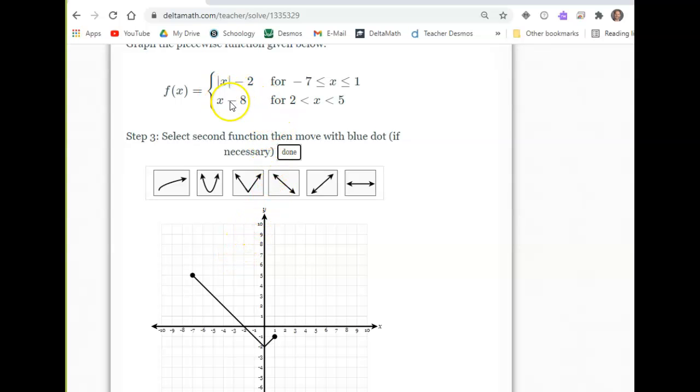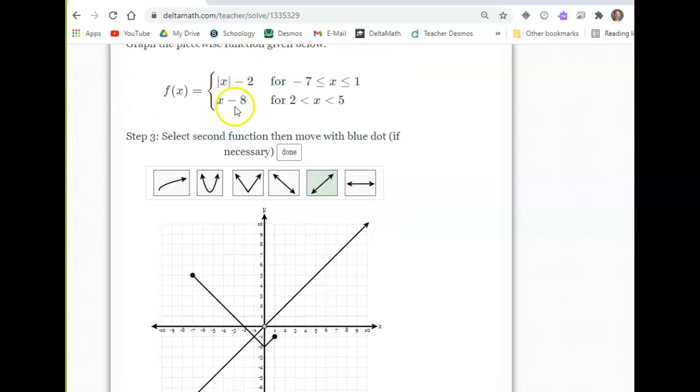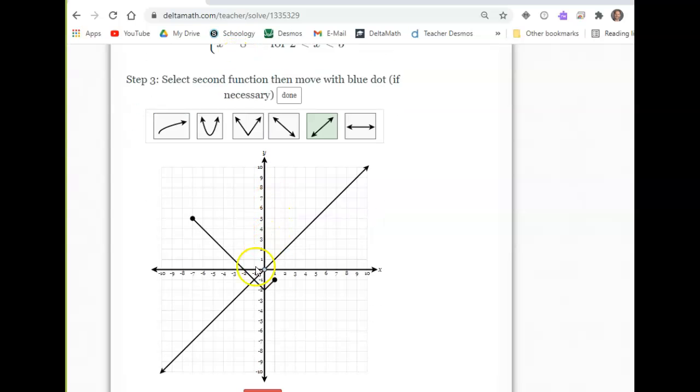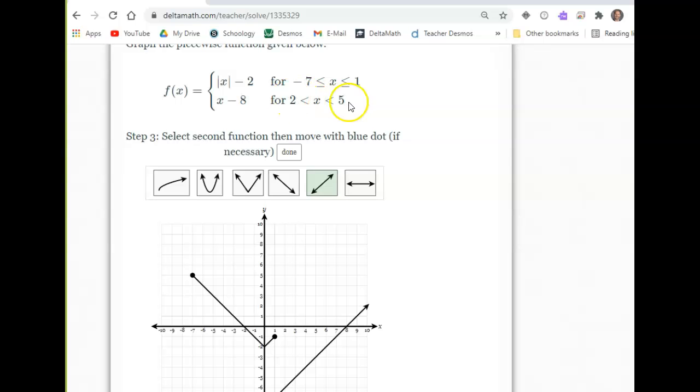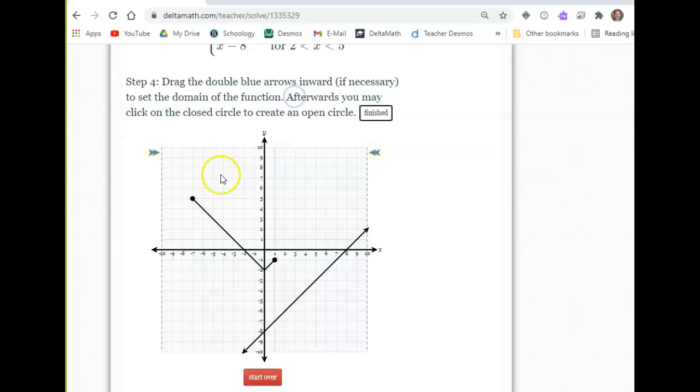Now I have to select the bottom piece. Well, what is that? That's linear with a positive slope. So that's going to give me a straight line. The minus 8 is the y-intercept, so I've got to just drag this down to minus 8. And then I've got from 2 to 5. So now that I have the line in the right spot, I'll click done.